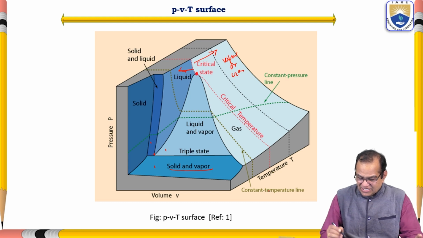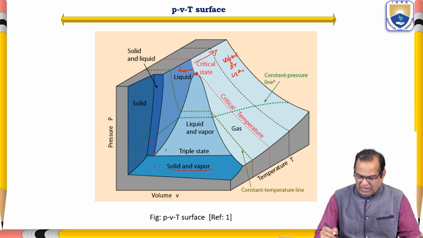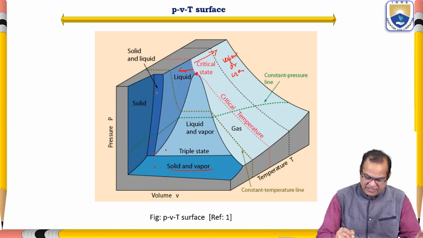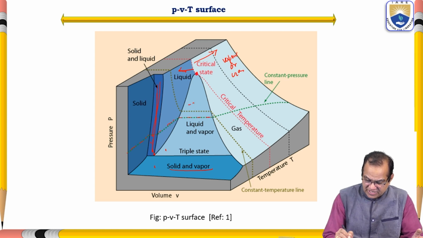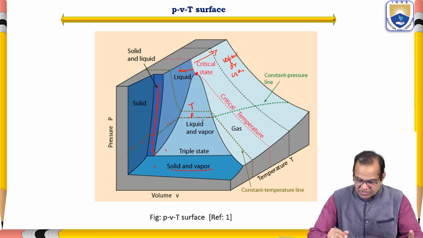Here we have the constant temperature lines. These are the constant temperature lines. This is the critical temperature. Here you have the constant pressure line. Solid and liquid here, this is the solid and liquid zone. And this is the constant pressure line, and it is moving from here in this way. Here it will remain. If you see, this is the temperature line. This is the T and this is the P, and both are moving in parallel. There is no change in the pressure and the temperature in the liquid to liquid and vapor zone.